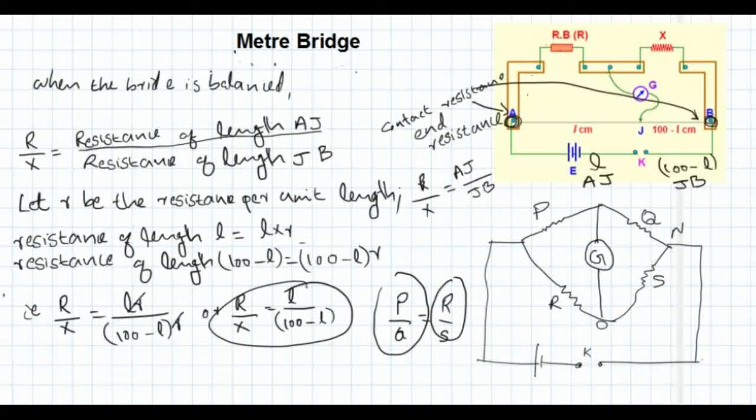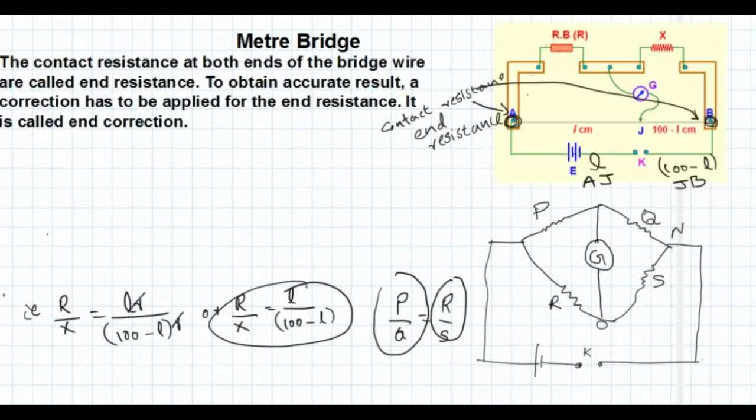And it is called end resistance. So that means the contact resistance at both ends of the wire are called end resistance. To obtain accurate results, a correction has to be applied for this end resistance. It is called end correction. So the correction made for this end resistance is called end correction.